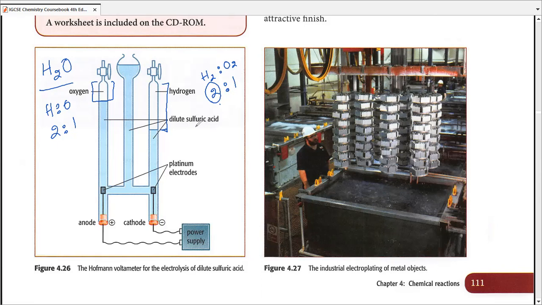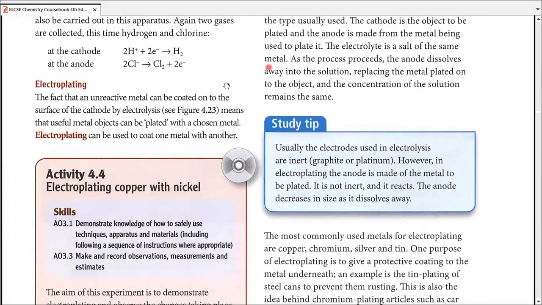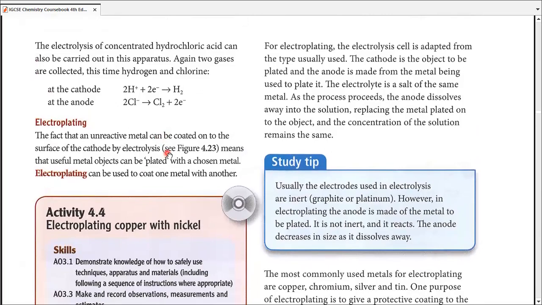Next part we have is electroplating. Let's move on to electroplating. All right, so what is electroplating? Electroplating is the fact that we do not consider inert cathodes. Now, so far, we have been taking cathodes that are made up of graphite or mostly platinum.